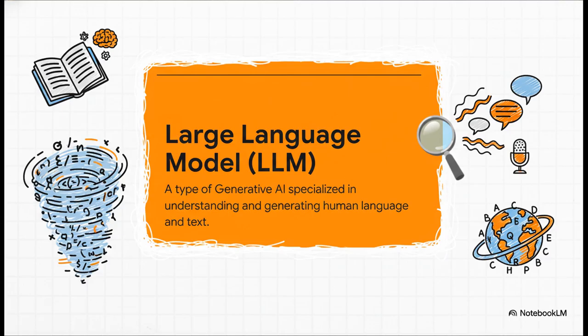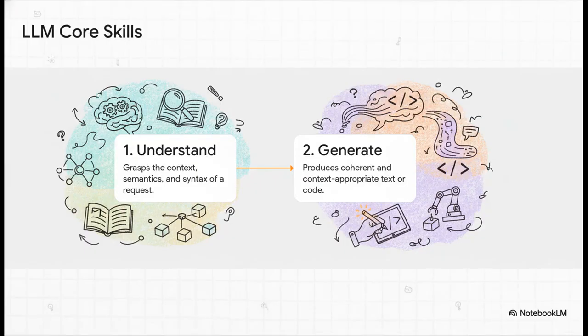Okay, so let's zoom in a little bit. A large language model, or an LLM, is a very specific kind of generative AI. You could say it's the engine model we're really focused on today. And its specialty is one thing and one thing only: language. It's been trained on these colossal data sets of text and code until it's become an absolute expert at understanding and generating human language.